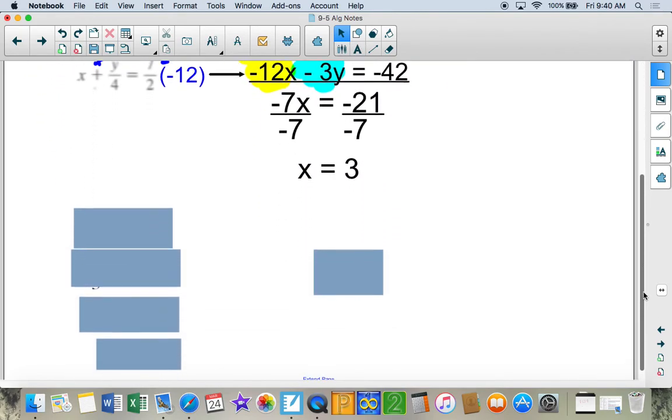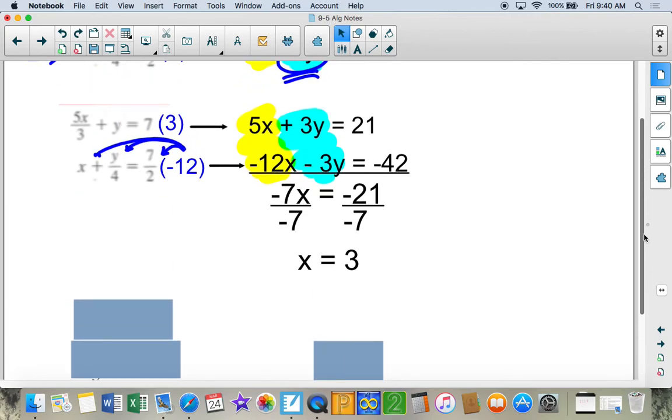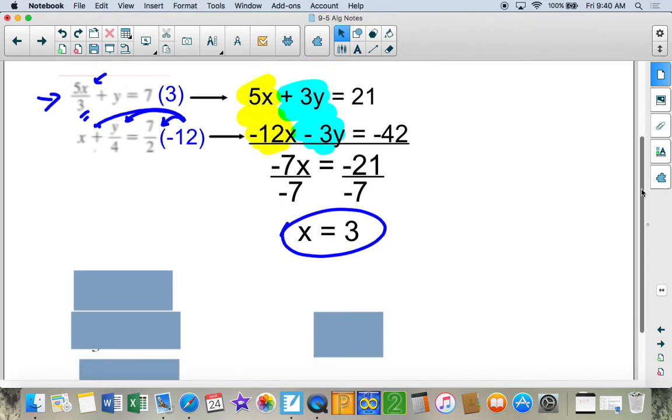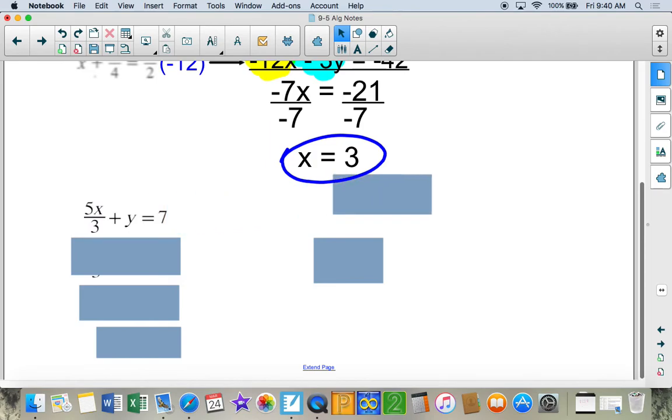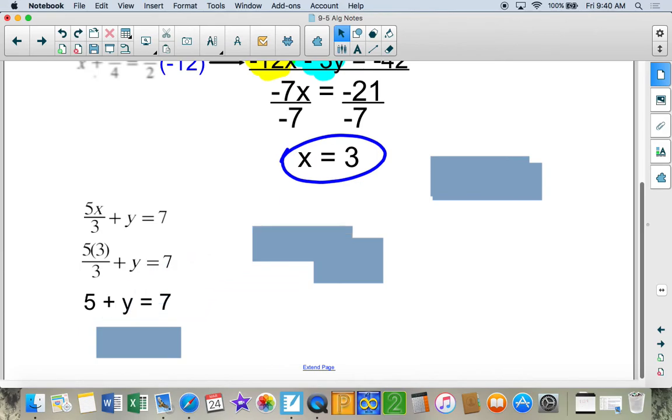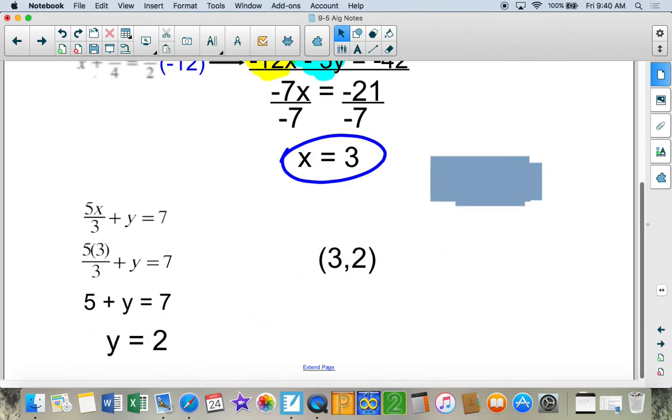I take that x value, and I pick one of the equations. I can take any of the 4. I'm going to take this one because if my x value is 3 and goes in, it's going to cancel with that denominator 3. So I plug it in. I get 5 times 3 over 3. The 3's cancel, which leaves me with 5 plus y equals 7. Subtract 5 from both sides. Y equals 2. And my solution is 3, 2.